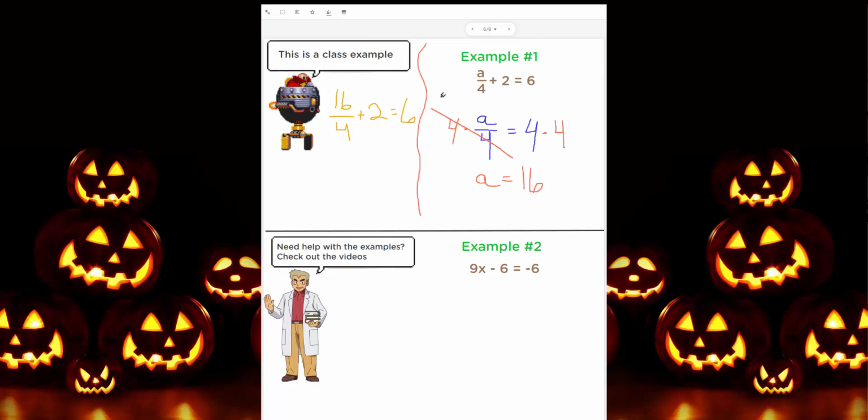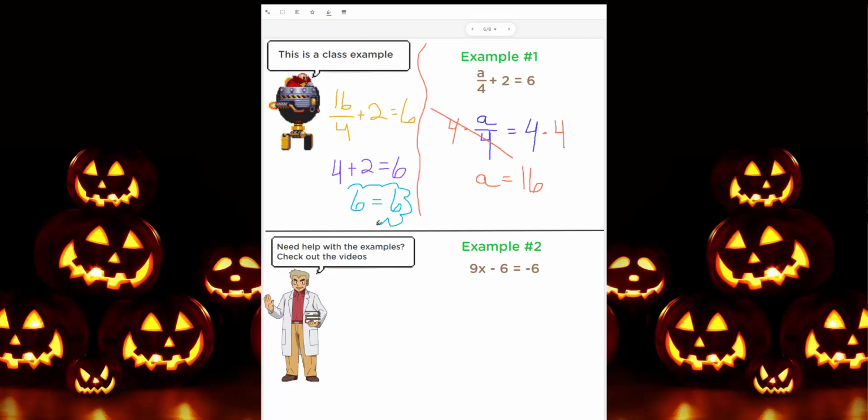Okay, and now we follow the order of operations. So we have division and we have addition. Division comes first, so we're going to do that first. So 16 divided by 4 gives us, let's use purple, gives us 4 plus 2 equals 6. And now what's 4 plus 2? 4 plus 2 is 6. So we ended up with 6 equals 6.